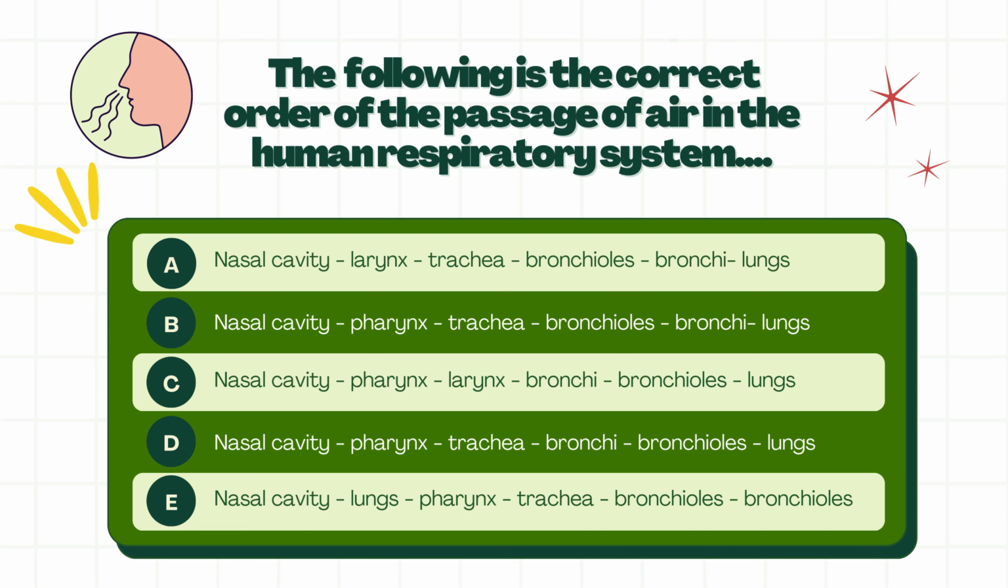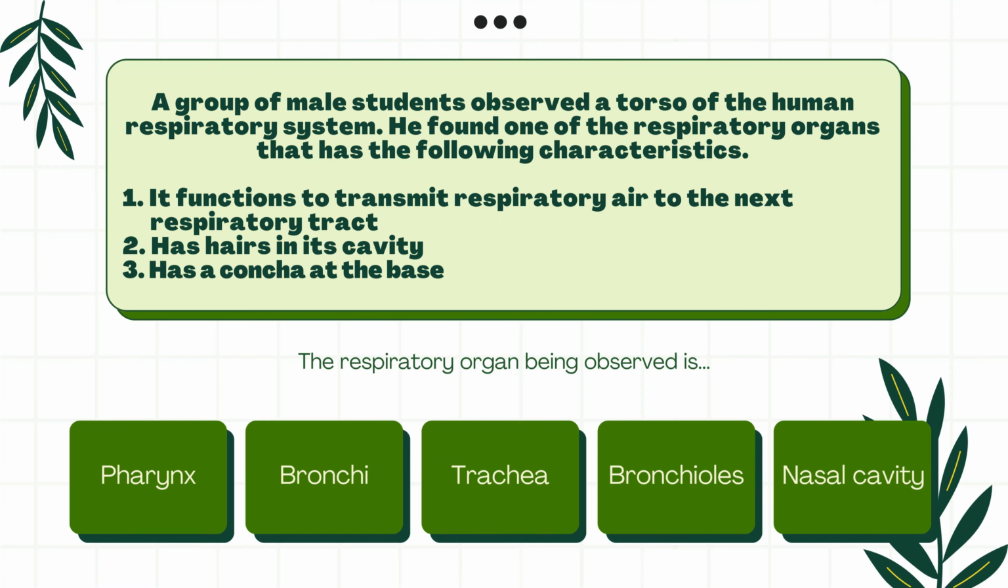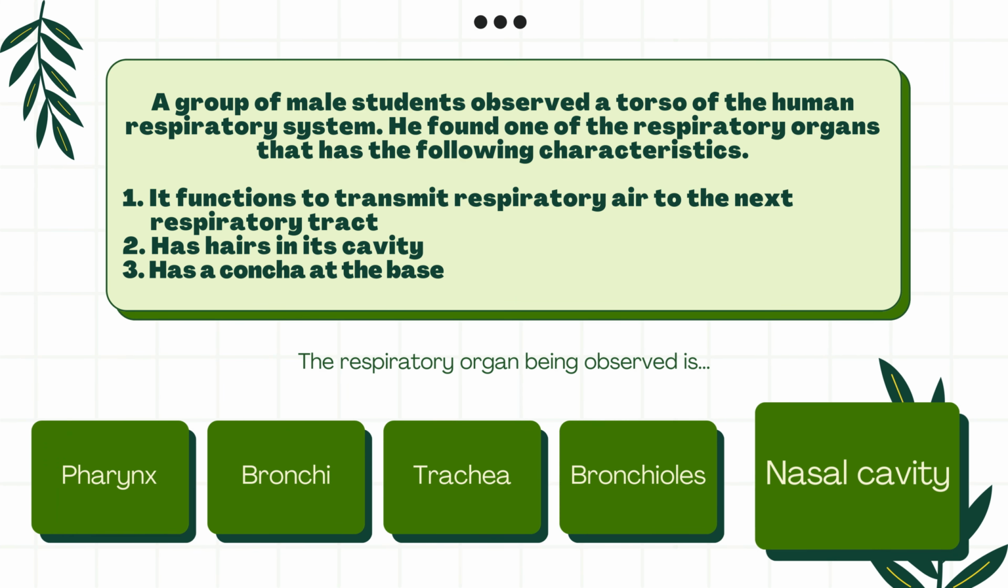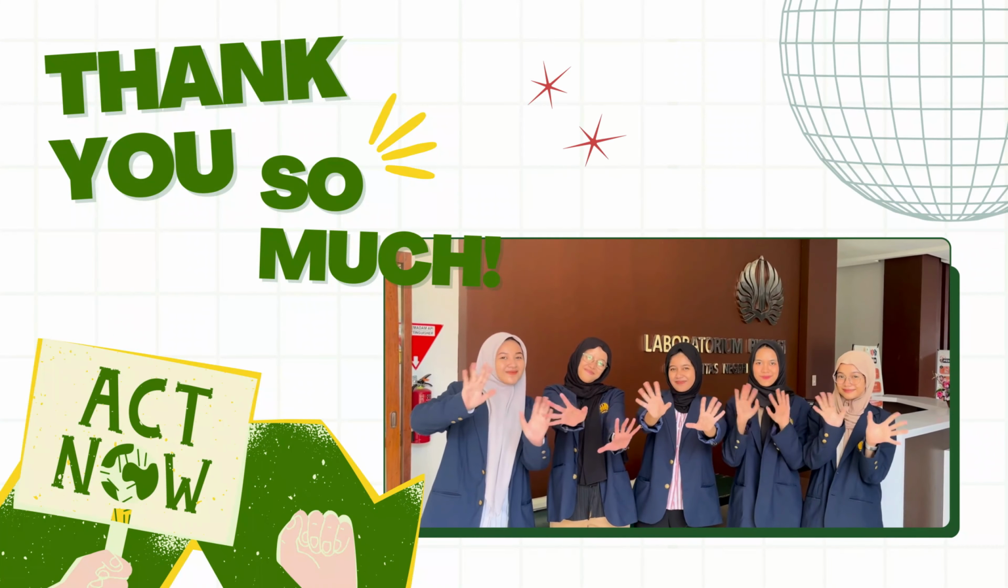The second question. A group of students observed a model of the human respiratory system and discovered an organ with this characteristic. First, it transmits air to the next part of the respiratory tract. Second, it has tiny hairs in its cavity. And third, it features a concha at its base. Please choose the best answer. Great! The answer is nasal cavity. Great job, guys! Keep exploring and learning about the respiratory system, and thank you!